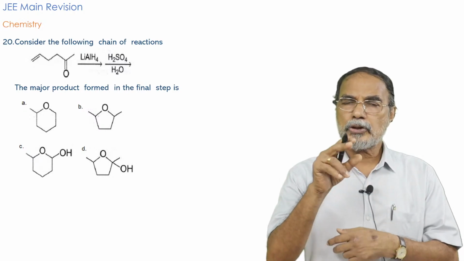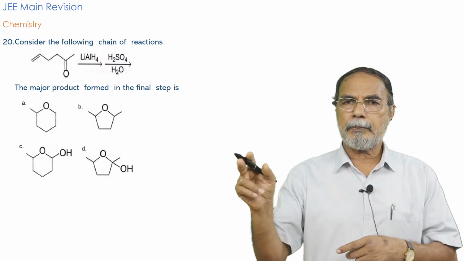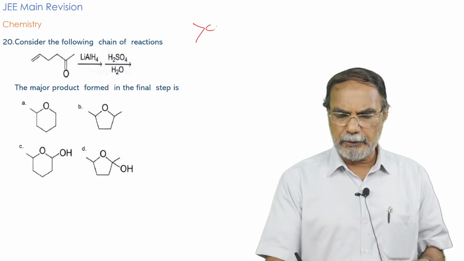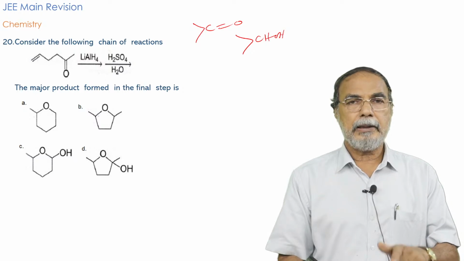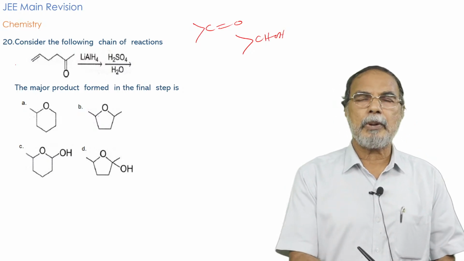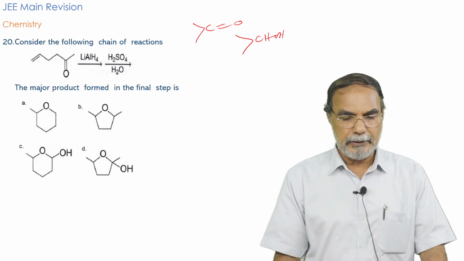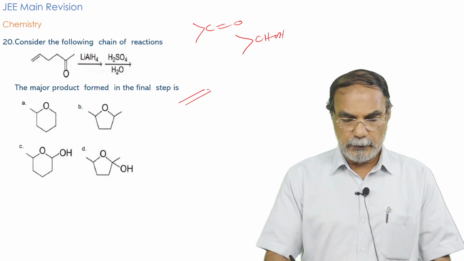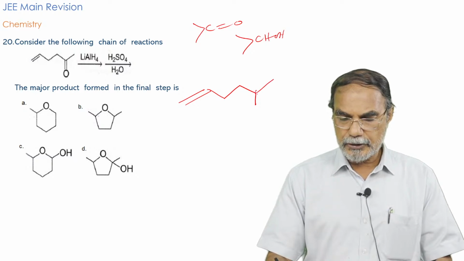reducing agent, can reduce an ester directly into a primary alcohol. It can reduce an aldehyde into a primary alcohol. It can reduce a ketone into a secondary alcohol. Or in general, it can reduce that C=O into CHOH. But lithium aluminum hydride will not touch the double bond. Remember that. It will not touch the double bond, and therefore the first product formed is this product, CHOH. This is the first product formed.